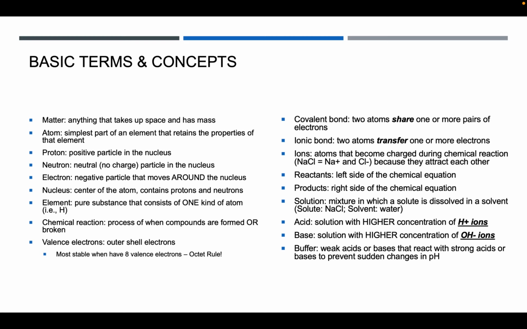Another key concept that you will see more in Gen Chem 2, if you're watching this video to refresh yourself from taking Gen Chem 1, is acids and bases, as well as buffers. To refresh yourself: acids have a higher concentration of hydrogen ions or hydronium ions, whereas bases have a higher concentration of OH ions, or hydroxide ions. A buffer has weak acids or bases that react with strong acids or bases to prevent the pH from going up or down. They keep it in that sweet spot.